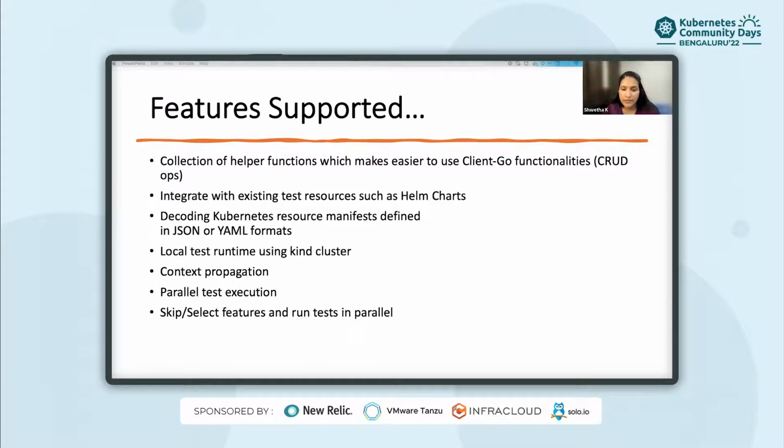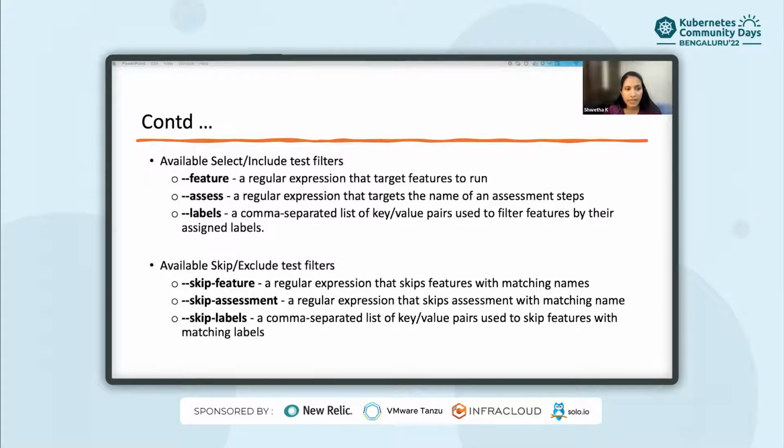Even one can filter the features using predefined flag sets. So these are the available predefined flags. For example, if you want to run a particular feature, then just provide --feature equal to the feature name. It will just run those features. If you want to skip some of the assessments, you can provide --skip-assessment equal to the assessment name. It will skip those assessments. If I'm not wrong, in Ginkgo V1, these filters are not available to use while running your test externally. So mostly they are enhancing these features in Ginkgo version 2.